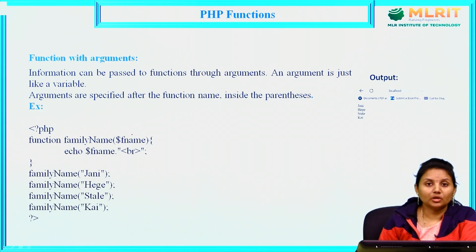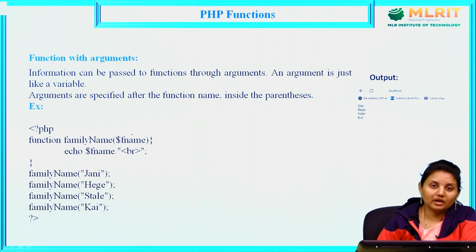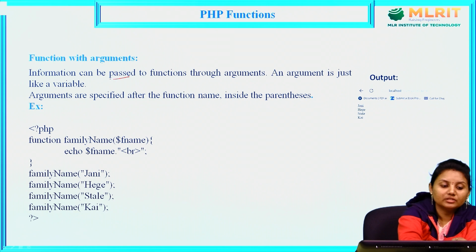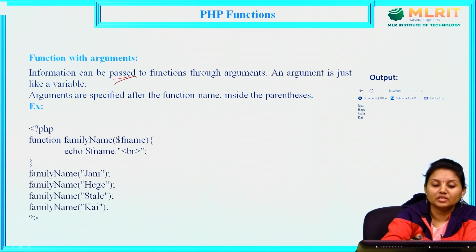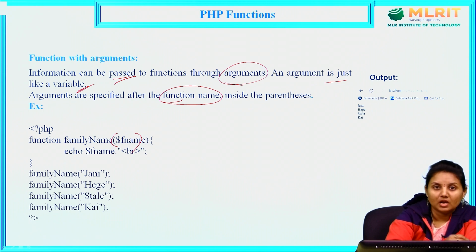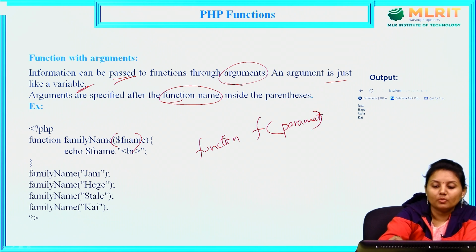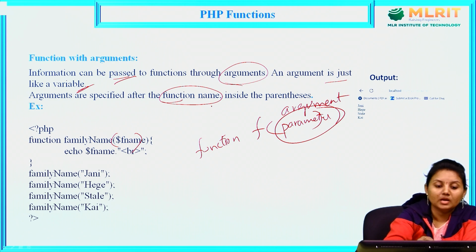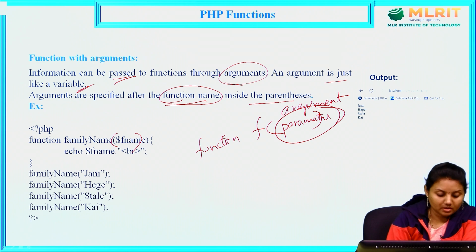Then function with arguments. This is a simple function where we have written writeMessage and we are calling it. And when you want to pass a set of information to the functions, that can be done through arguments. An argument is just like a variable. Arguments are specified after the function name. That means here, this is the argument. After the function name, you are writing the parameters inside the parenthesis.